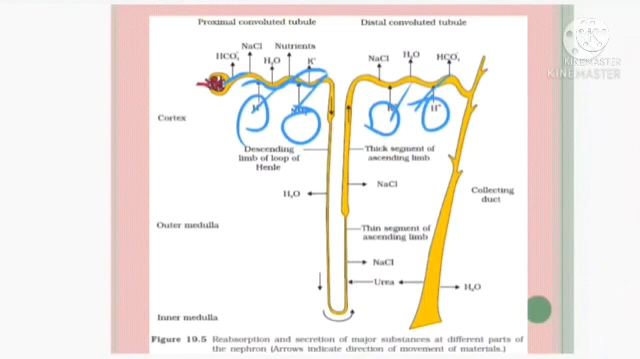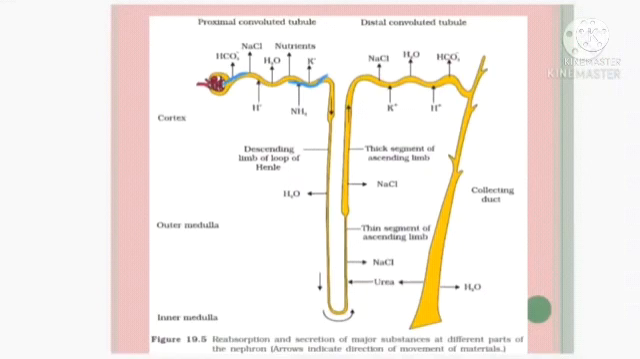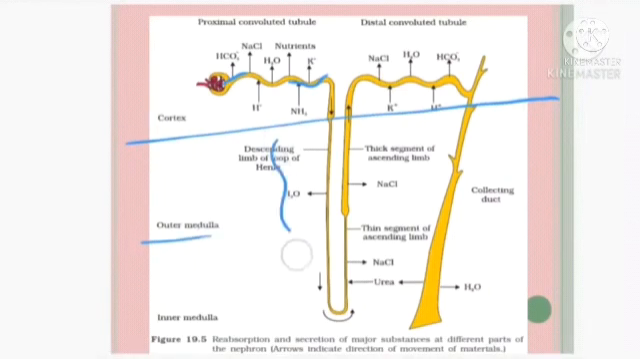Now, why are they secreting? There is a question, isn't it? Listen carefully. This is the structure of the nephron. This is the cortex, this portion is the outer medulla, and this one is the inner medulla. Why are they secreting substances? There should be some concentration difference, because particles move from a region of high concentration to a region of low concentration, isn't it?